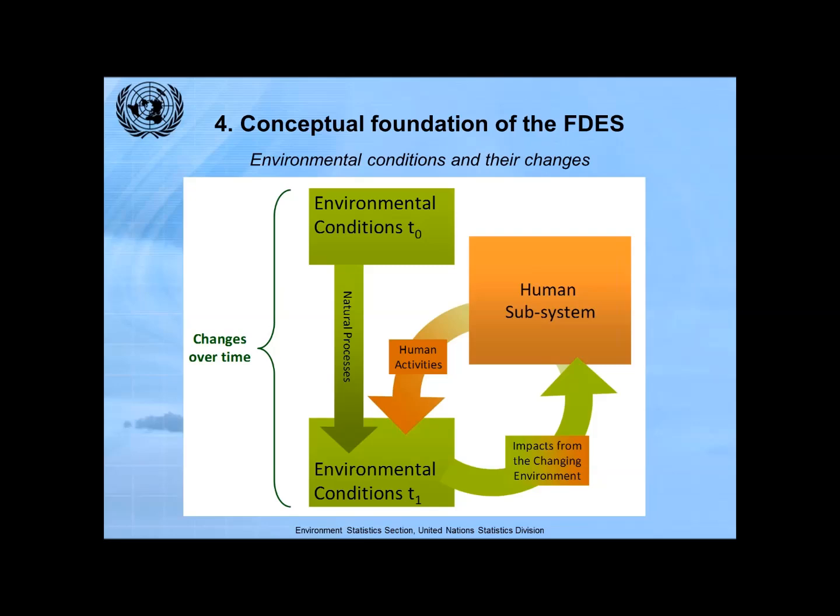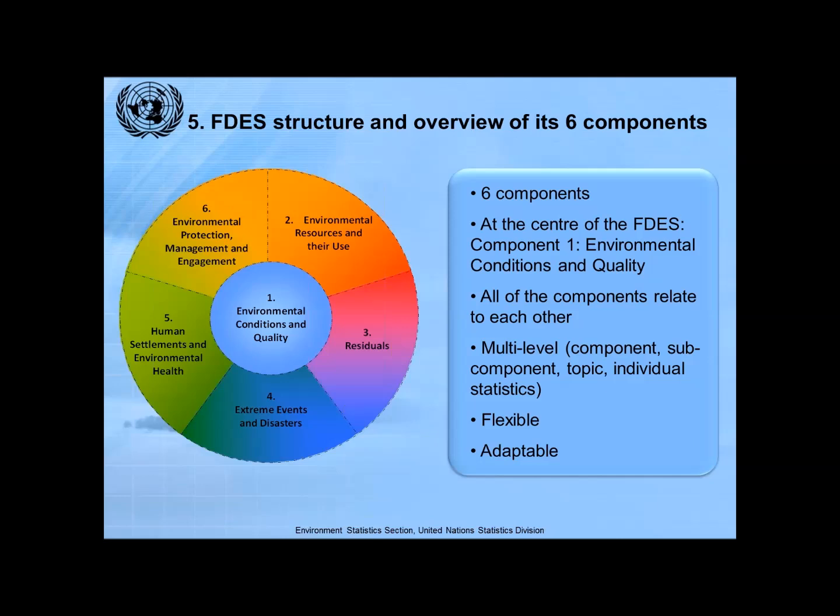And here we have the first diagram where you can see more clearly the different components of the FDS. There are 6 components, and at the center we have component 1, which is environmental conditions and quality, and this relates to all the different components. And in addition, all the components relate to each other, which is the reason why we have these dotted lines in between each of the components to show that they can blend between each other. And the components are multi-level, as you'll see later, comprised of components, subcomponents, topics, and individual statistics.